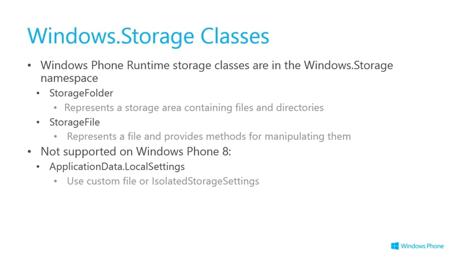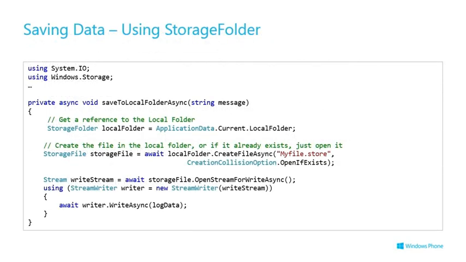The one thing you do not have this time around is that local settings to do quick name-value pairs, save a color, save a name, things like that. There are plenty of easy ways for you to do that yourself, but you just don't get it by default using the new libraries that we have with Phone 8.